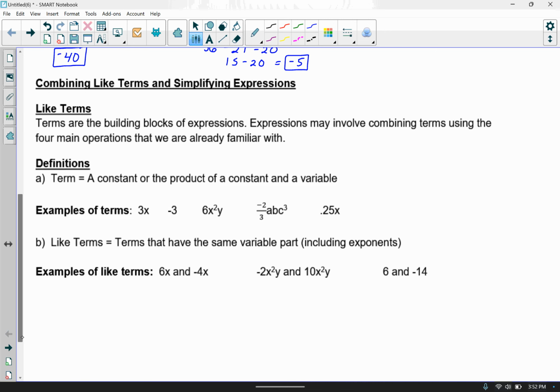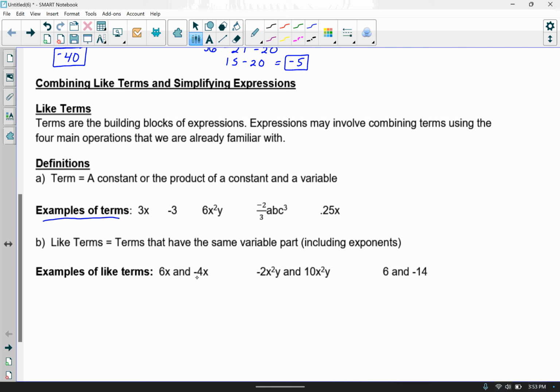All right, so now let's talk about combining like terms and being able to simplify expressions. Like I said, working our way up to being able to solve equations. So terms are the building blocks of any expressions, and like terms are terms that have the same variable part. Okay, so some examples are here below. So let's look at those. Like terms, like I said, they have the same variable part, including the exponent.